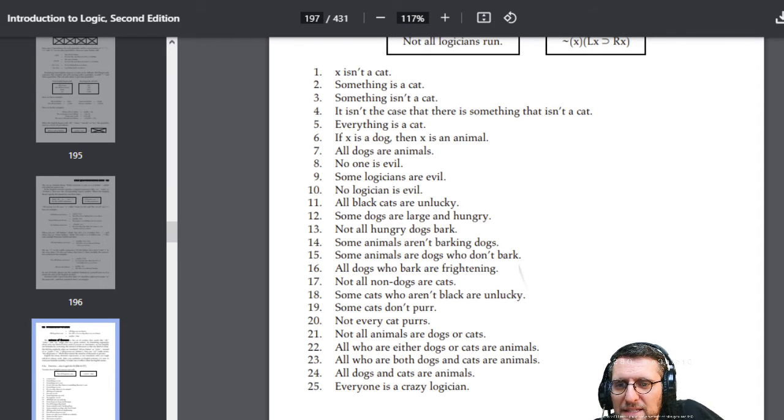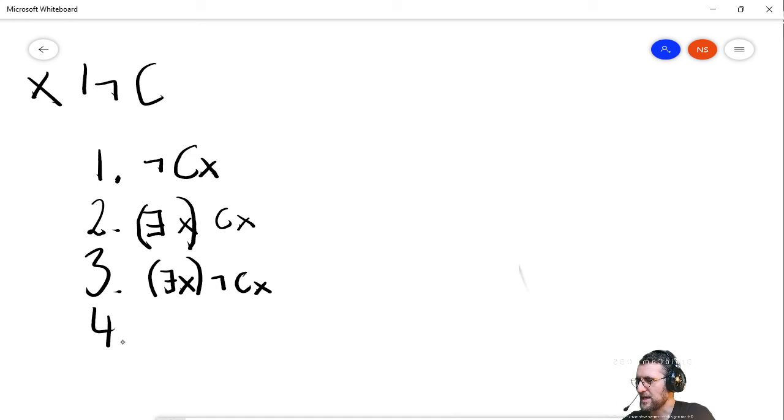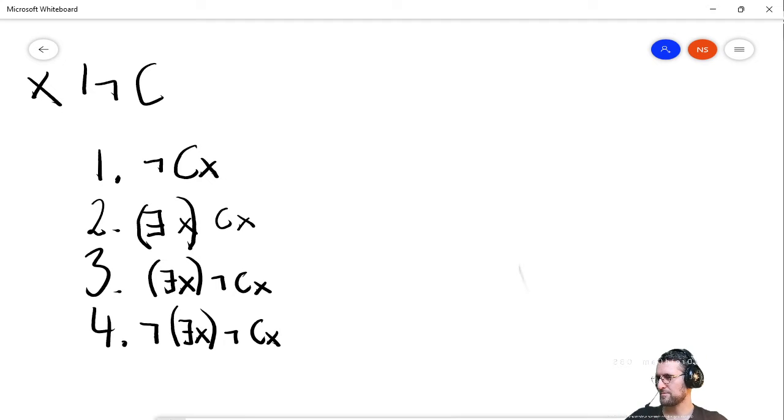It isn't the case that there is something that isn't a cat. So let me just write it like this. It is not true that there exists an X so that not CX. I think that must be right. Let's translate that in reverse. It isn't the case that there exists something so that it does not have the predicate of a cat.